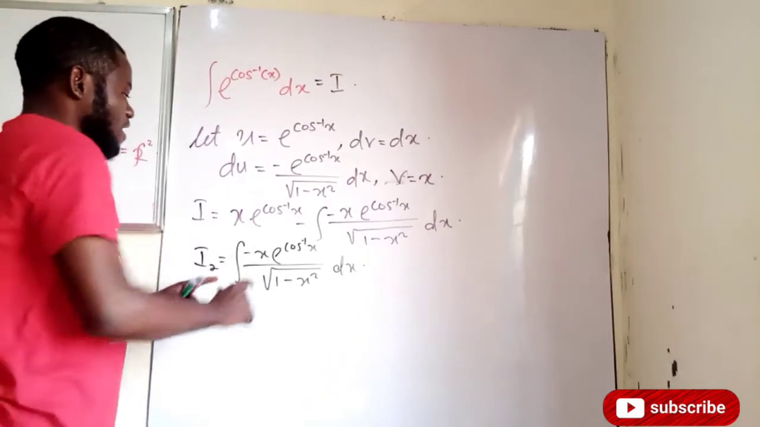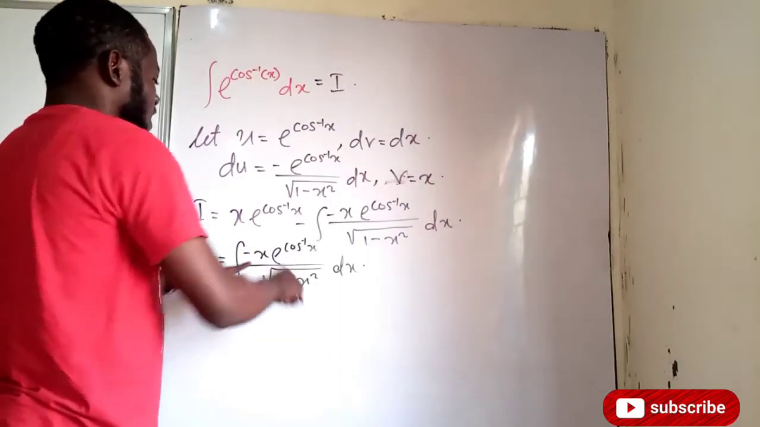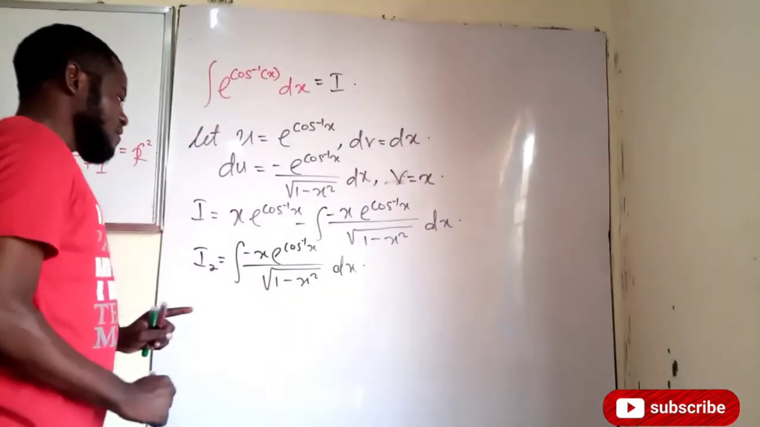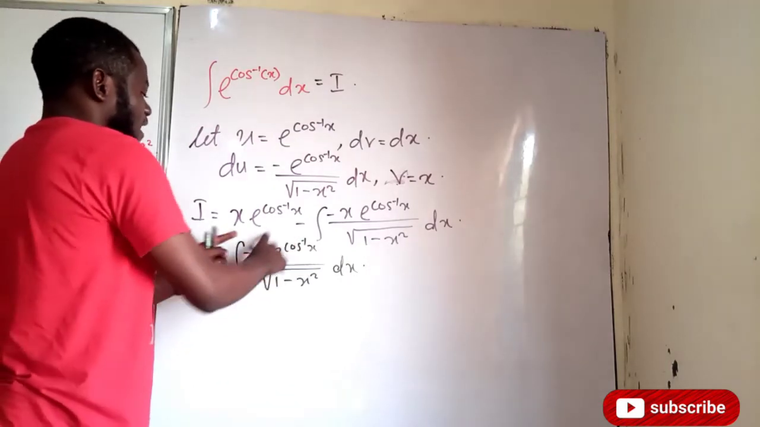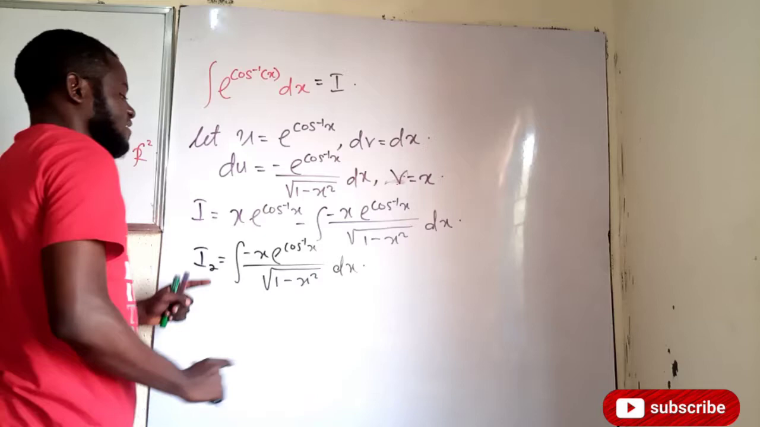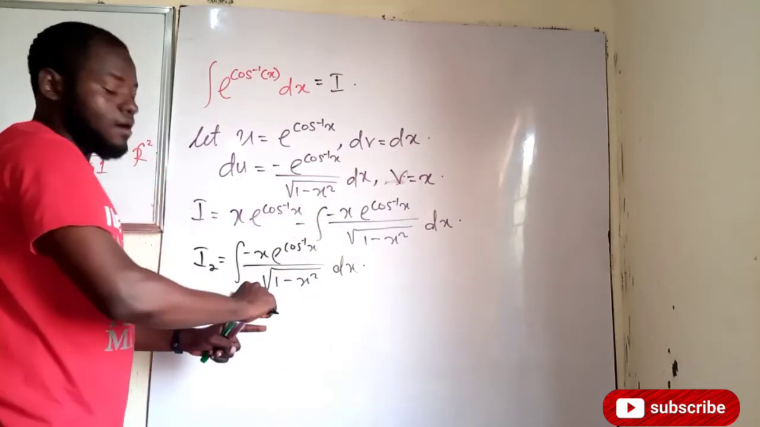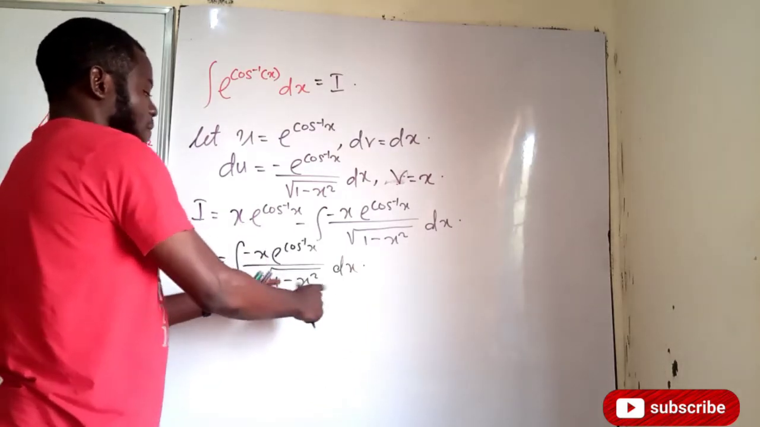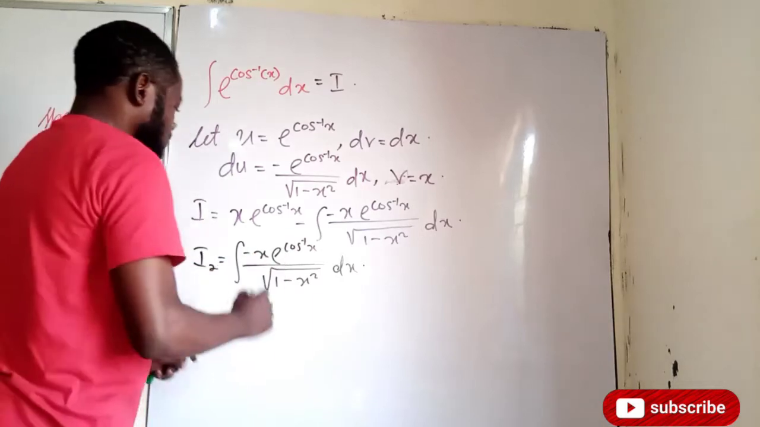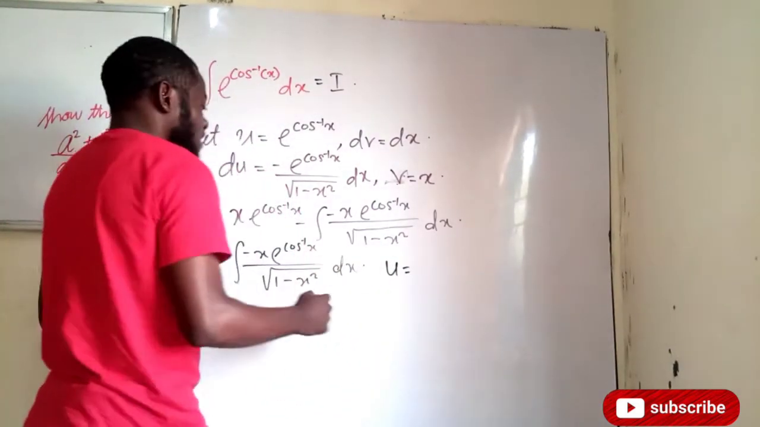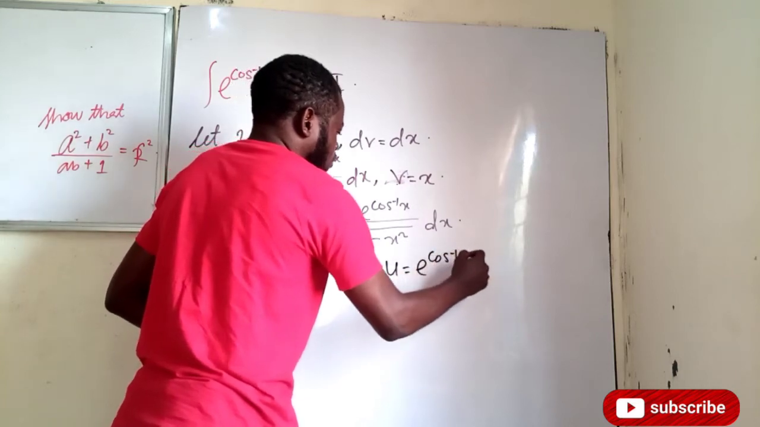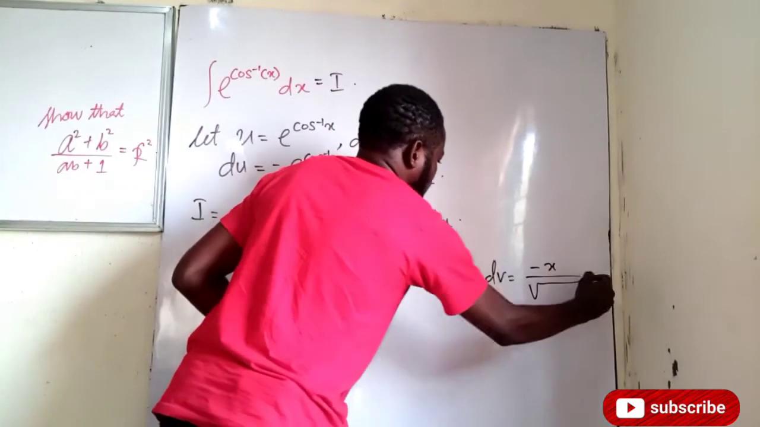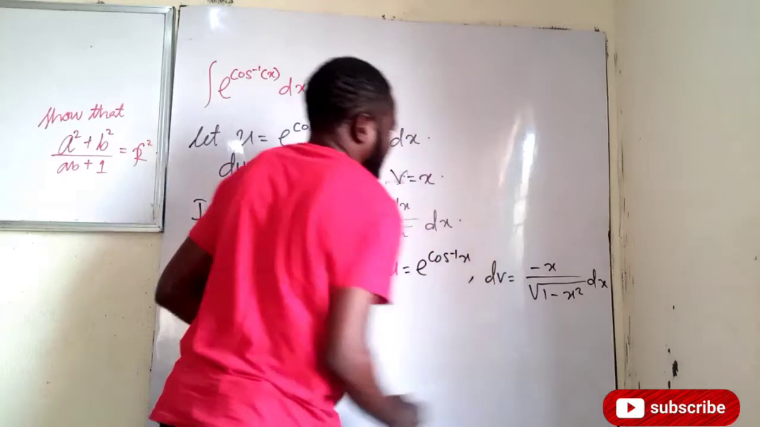Are we together? Now, if this is what we have, how can we integrate this? We are going to integrate this rather using another integral by parts. Okay, now in this case, I will set e to the power of arc cos of x to equal my u, and I'm going to integrate minus x divided by the square root of 1 minus x squared dx. Are we together? So my u from here is going to be e to the power of arc cos of x, and my dv is going to be negative x divided by the square root of 1 minus x squared dx, like that.